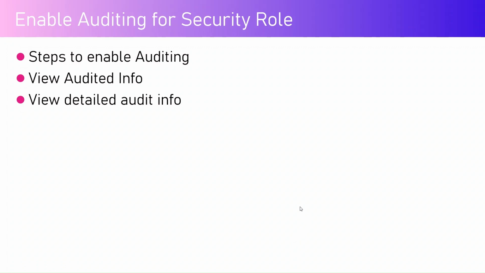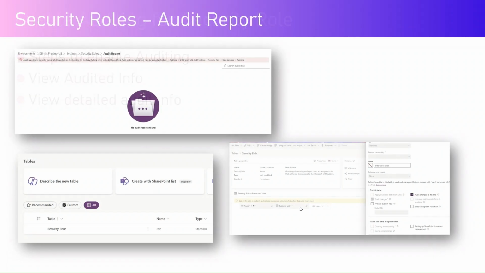Now, why would you turn on the auditing for security role? Quite possible in your environment there might be multiple system administrators or system customizers who will be working on the security roles for your application, and you do not want accidental changes of information or some malicious user intent to configure the security, which might compromise the entire system. Now, with this action, you will be able to view the audited information. We can view the detailed audit information.